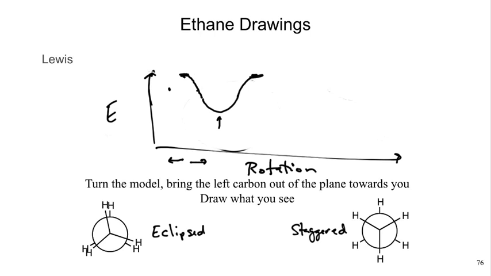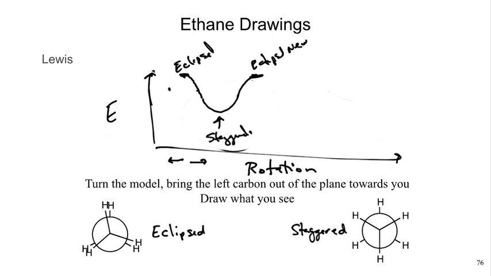Staggered. When we look at this diagram, this is eclipsed. This was eclipsed, and we could call it eclipse. It was a new eclipse because we rotated. What's this bottom point? That's our staggered.